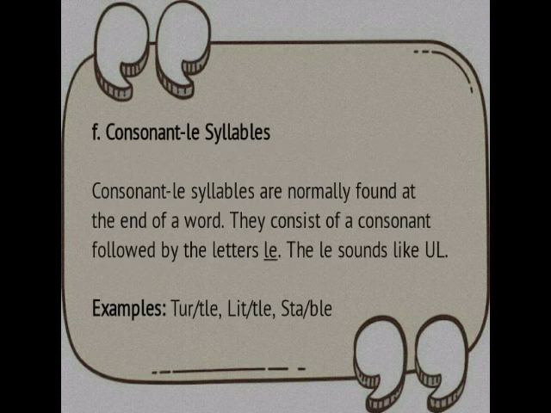F. Consonant-le syllable. Consonant-le syllables are normally found at the end of a word. They consist of a consonant followed by the letters le. The le sounds like U, L. For example, turtle, little, stable.